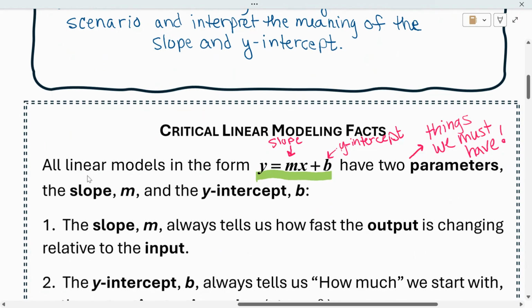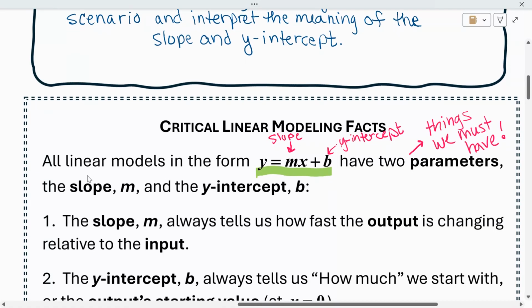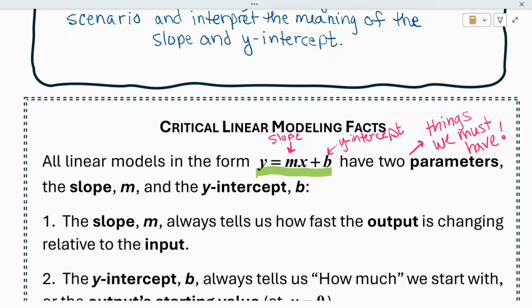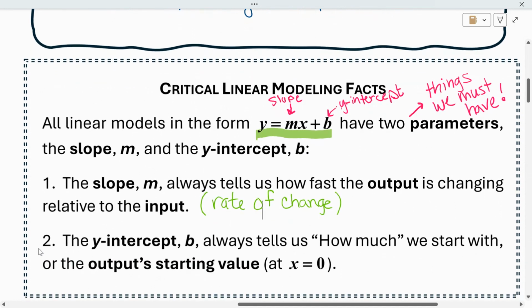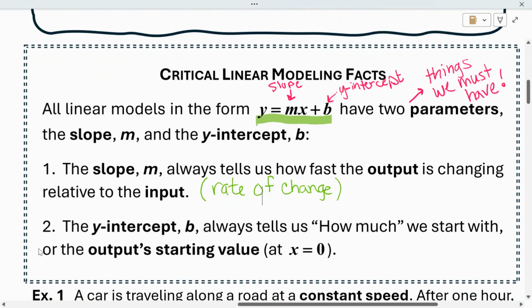So remember that the slope, m, always tells us how fast the output is changing relative to the input. Remember that your slope is the same thing as your rate of change. Whether it's a constant rate of change, which slope is constant, or you're finding it amongst an interval, which would be your average rate of change. The y-intercept tells us how much we start with. Remember that the y-intercept is where you begin. So that makes sense that it tells you how much you start with. It's the beginning value.